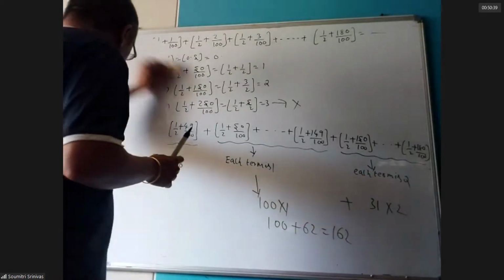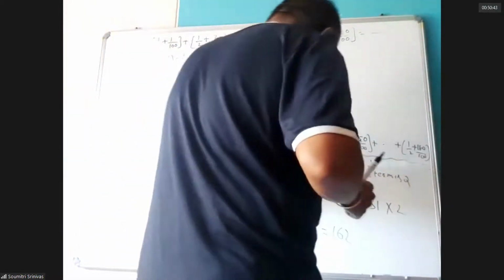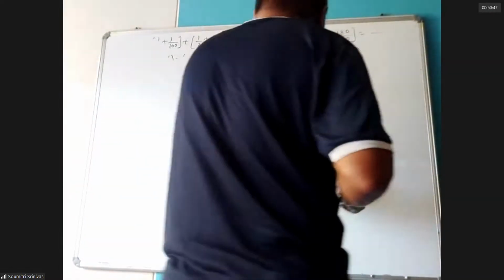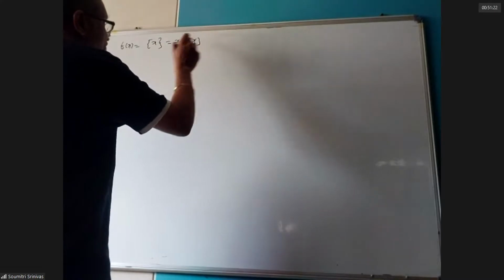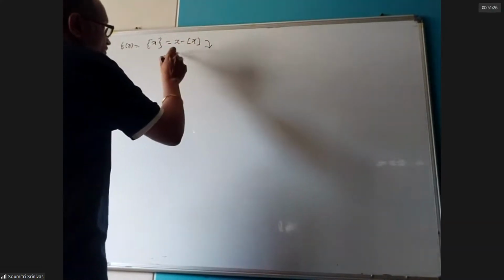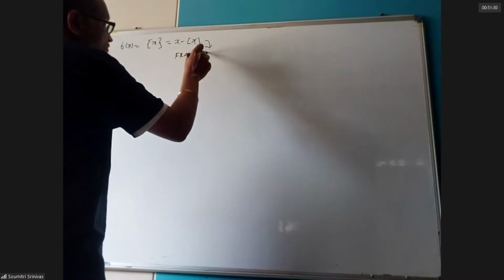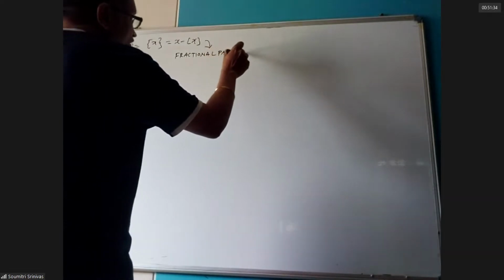Now enters the twin brother of this step function. Its name is clever brackets, clever bracket x. This is x minus step x, and this function is called the fractional part of x.